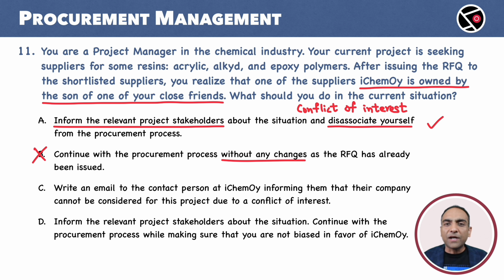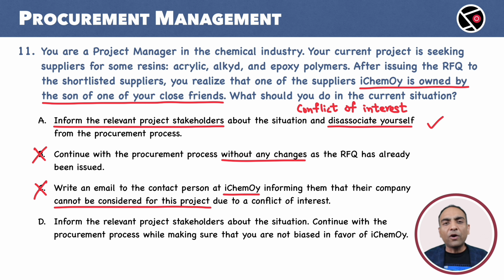C. Write an email to the contact person at ICAMOY informing them that the company cannot be considered for this project due to a conflict of interest. Again, not a good choice. The supplier cannot be punished for this reason. The current situation is not the supplier's fault.